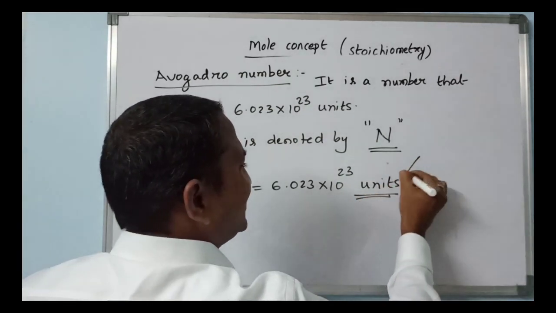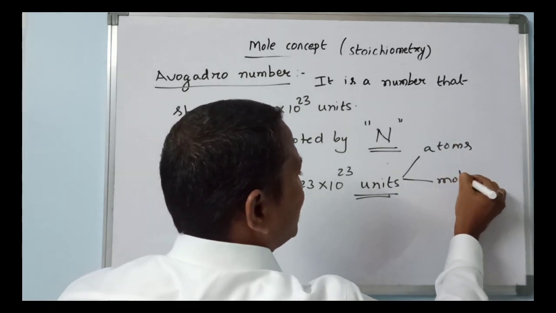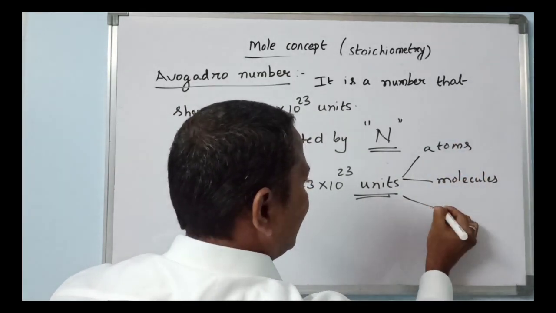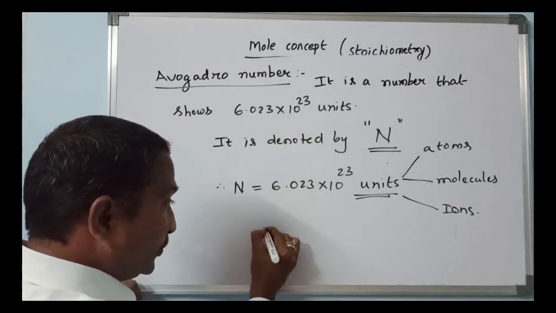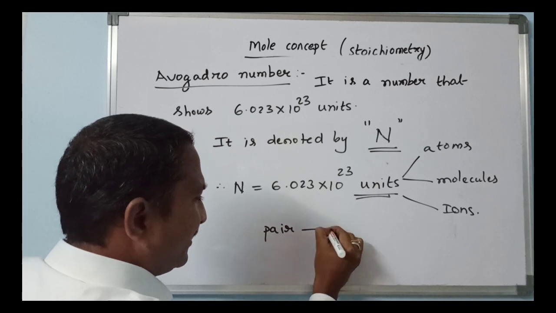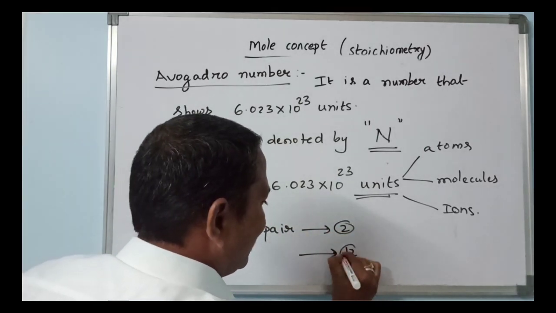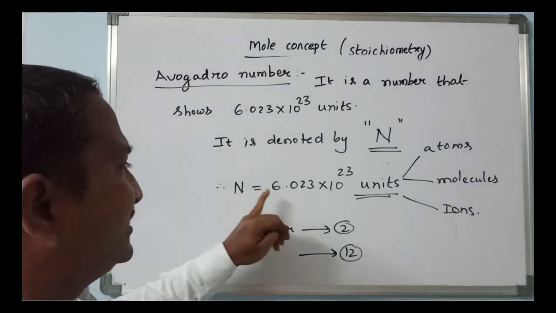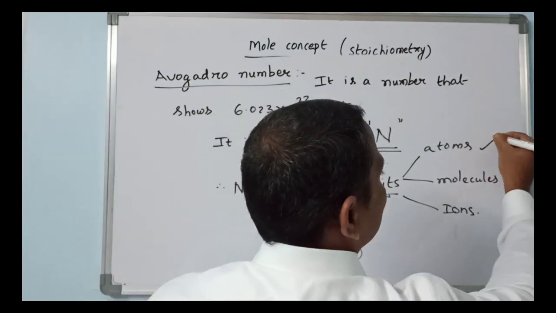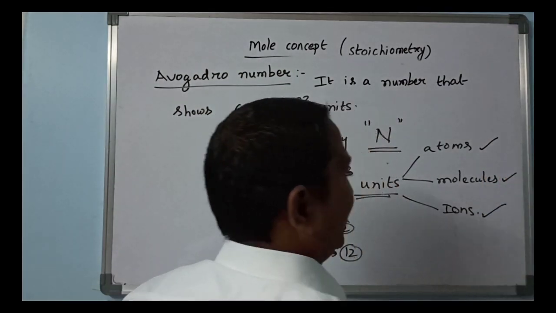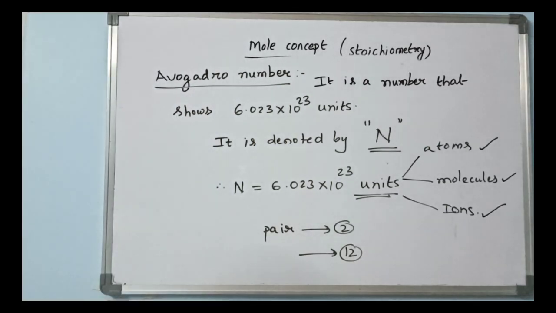Here units means either atoms, molecules or ions. What we know? Pair means 2. Similarly, dozen means 12. Similarly, Avogadro number means 6.023 into 10 power 23, either atoms, molecules or ions. Clear all of you? I think you understood.